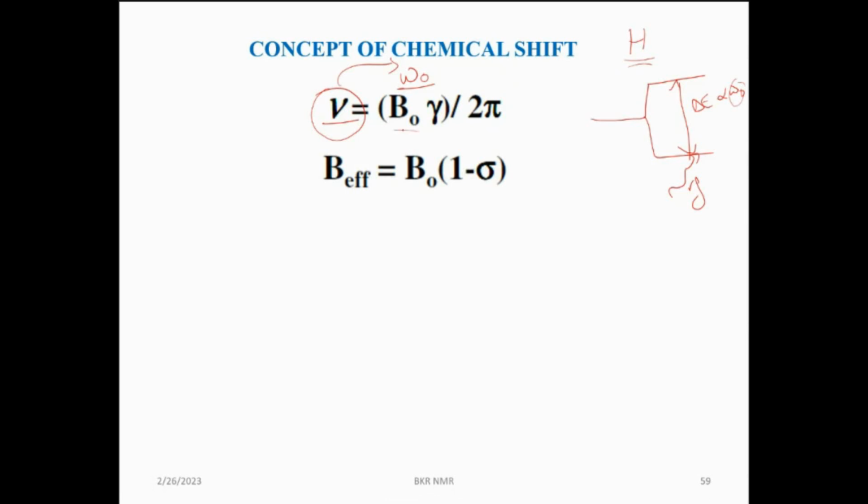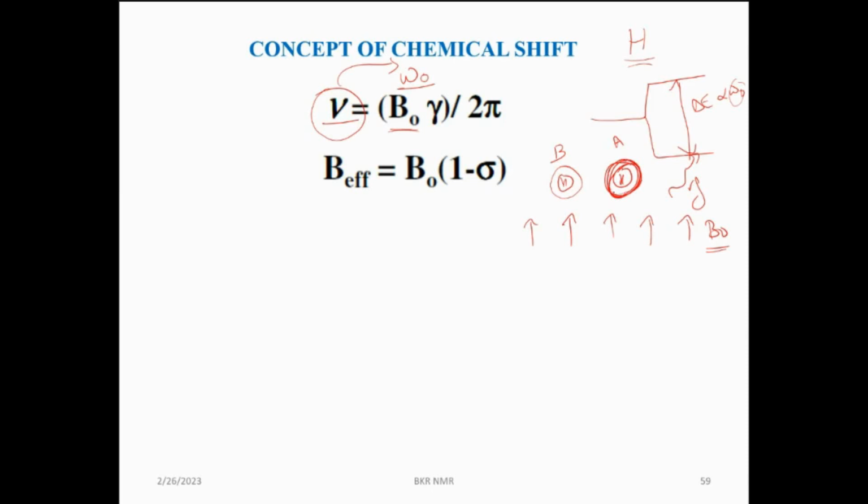This B0 is not the actual field felt by the nuclei, because suppose I'm giving equal field B0 and I have two kinds of nuclei. One is highly shielded, the other one is less shielded. So will these two nuclei receive the same B0? Nuclei A, nuclei B. Will these two A and B hydrogens receive the same B0? Ma'am, A is shielded, so it receives less B naught. Yeah, so it is shielded.